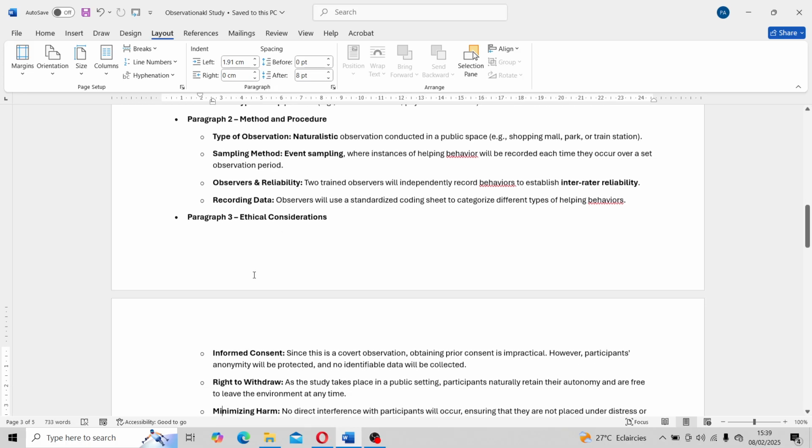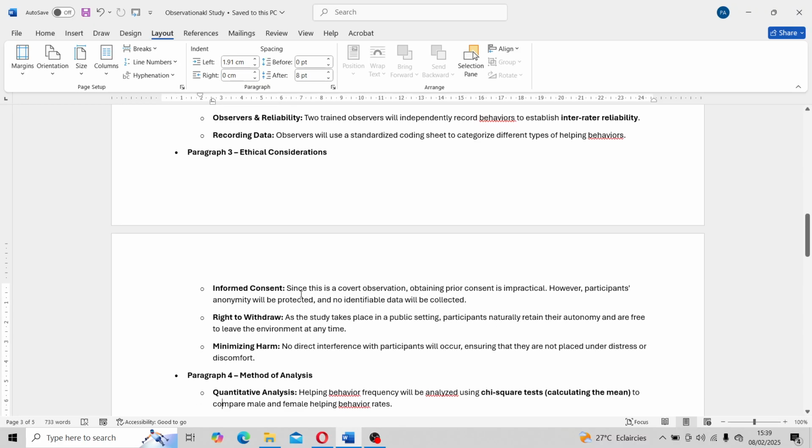Now moving to ethical consideration, informed consent. Since it's covert, you might not be able to inform them. However, participant anonymity will be protected. That is, you can use acronyms to represent their names. So there is actually no informed consent, but you can talk about how you want to go about it. Right to withdraw: since they are not involved, by maintaining autonomy, you are able to cater for that.